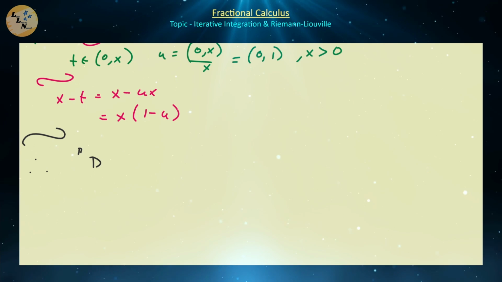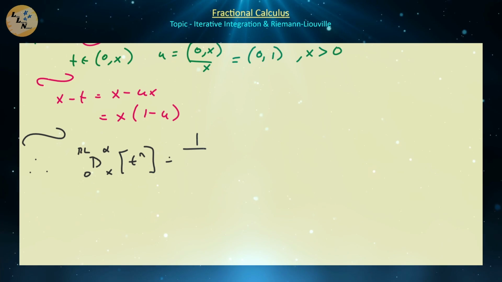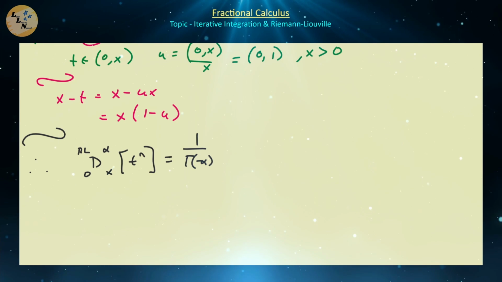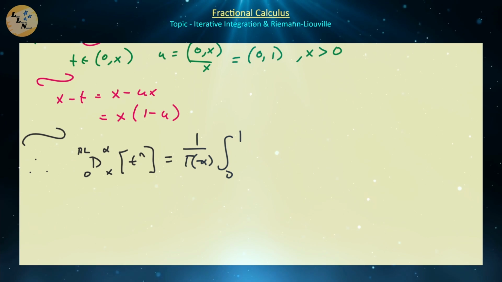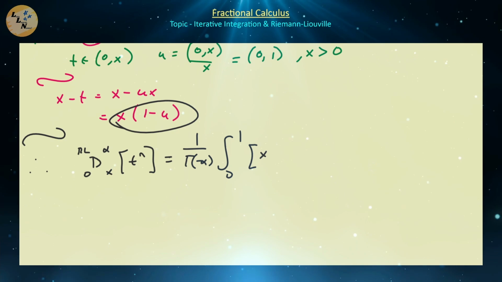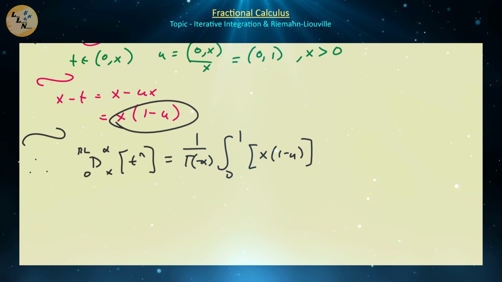So we have the Riemann-Liouville fractional integral of order alpha with base point 0 of x of the polynomial function t to the m is going to be equal to 1 divided by gamma of minus alpha, new bounds of 0 to 1, and then we're going to have our x times (1 minus u) to the power of minus alpha plus 1. It used to be minus alpha minus 1, but I'm actually going to shift it into this form.